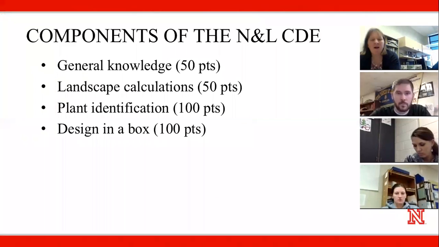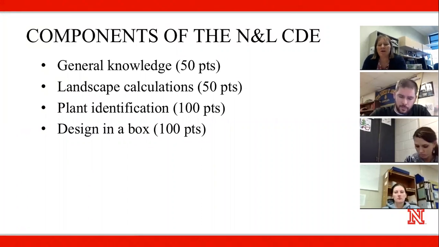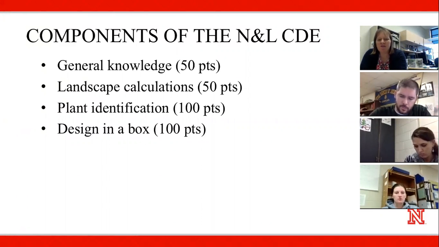There we go. All right, so the 4 parts of the contest would be the general knowledge, the landscape calculations, plant ID, and the design in the box. I'll spend a little bit of time on all those today just because I think that there's some benefit for going over all those aspects.